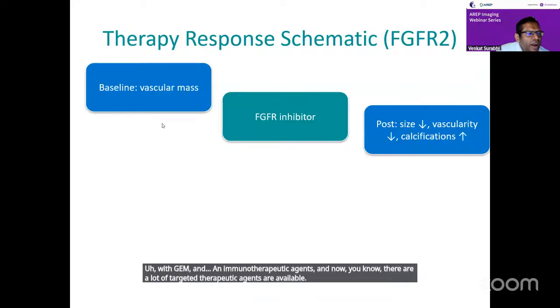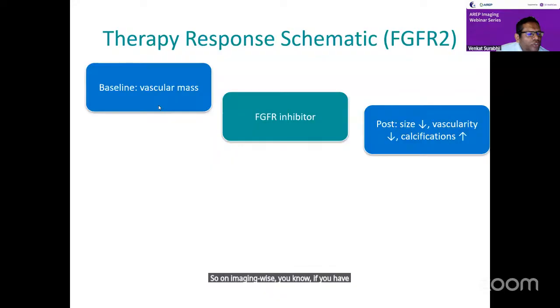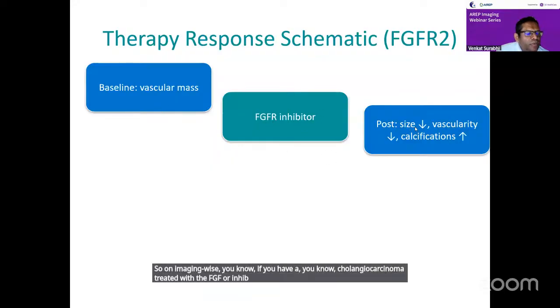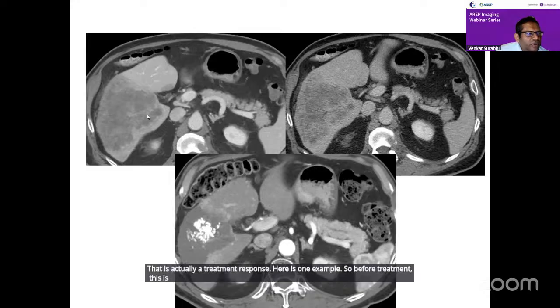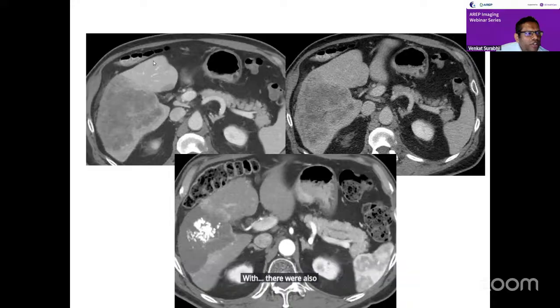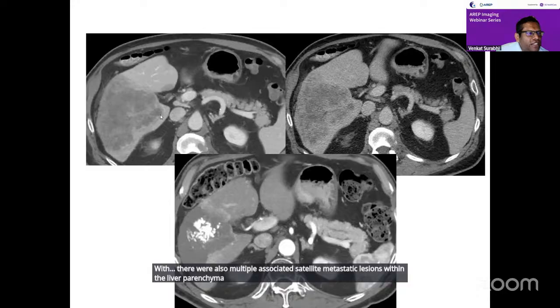So imaging-wise, if you have a cholangiocarcinoma treated with an FGFR inhibitor, typically you would expect the size to decrease, vascularity to go down, and some patients develop calcifications within the tumor. That is actually a treatment response. Here is one example. Before treatment, this is a large infiltrative tumor. There were also multiple associated satellite metastatic lesions within the liver parenchyma. This is at the baseline, venous delayed phase images.